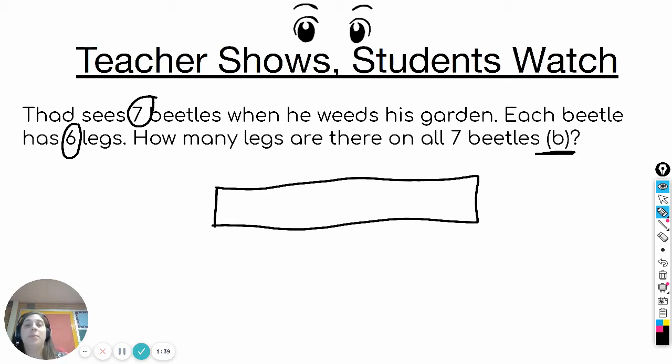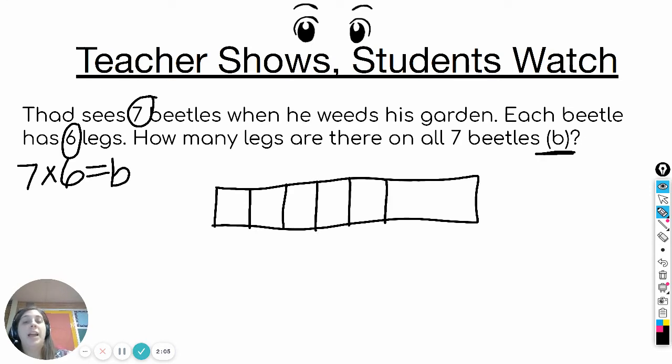So in this example, we have 7 beetles, and each beetle has 6 legs. So we have 7 groups of 6, and that equals B, which is our unknown. That's what we don't know yet. So what I'm going to do first is take my tape diagram and break it into 7 pieces. 1, 2, 3, 4, 5, and my last line makes piece 6 and 7 at the same time.